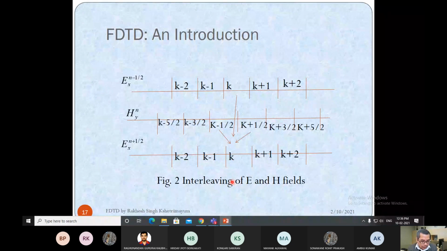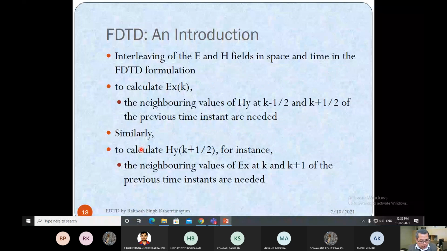So first you find the electric field, then you find the magnetic field. That's what you are seeing here also. You have the electric field calculation, then the magnetic field, then the electric field. So this is done in a leapfrog manner. That's what I was saying, how the frog jumps out of the well. It will have to jump up step by step. It cannot jump at one time. So this is how you implement FDTD in the 1D case.